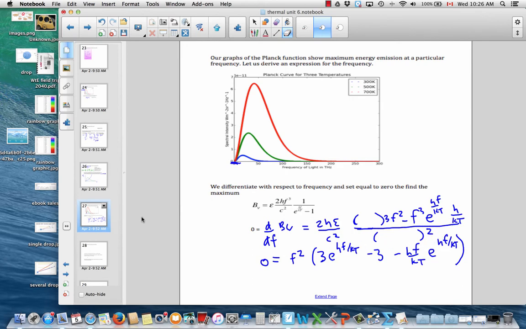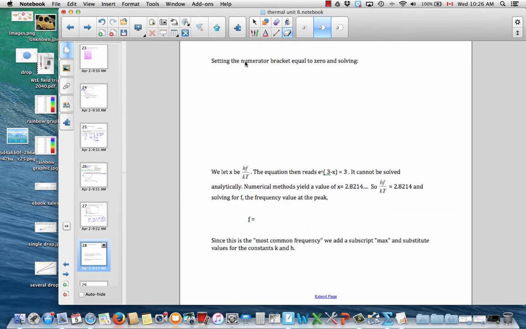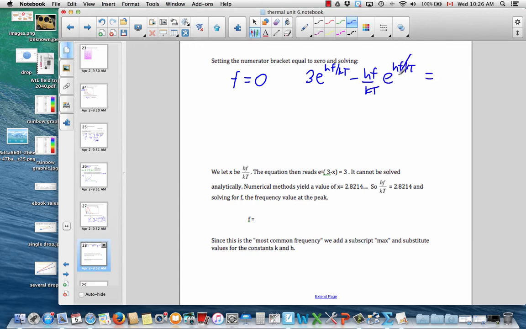Here's the numerator. So in terms of solutions, that could be 0 when the frequency itself is 0, or when that big long bracket is 0. And that's going to happen when 3 e to the hf over kT minus hf over kT times e to the hf over kT equals 3.